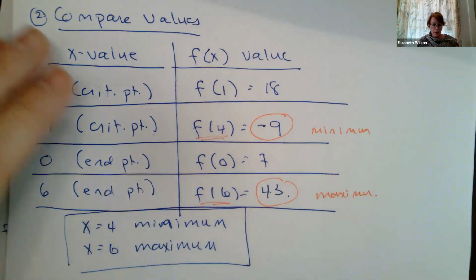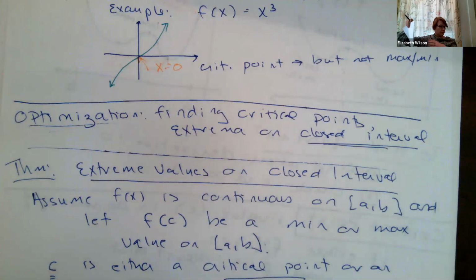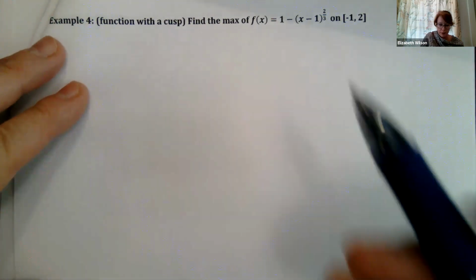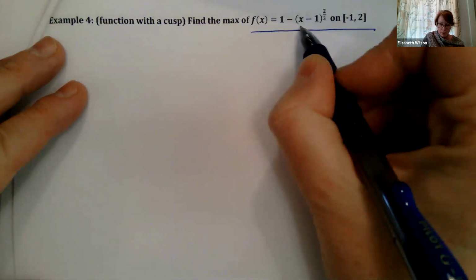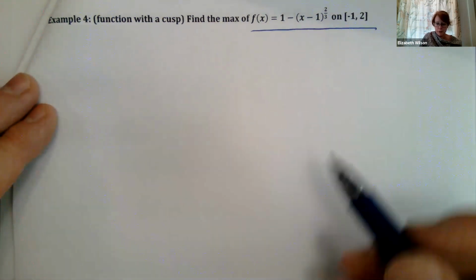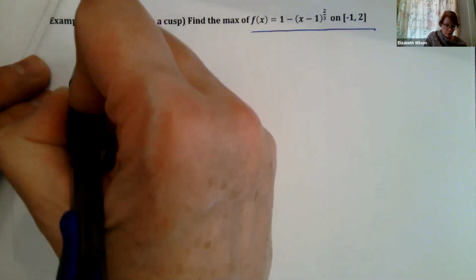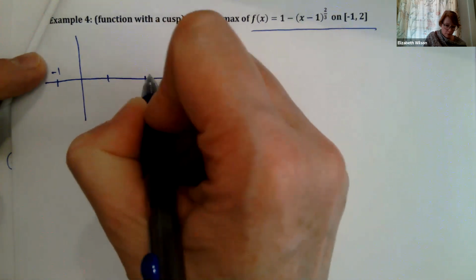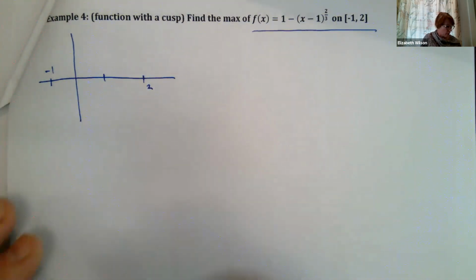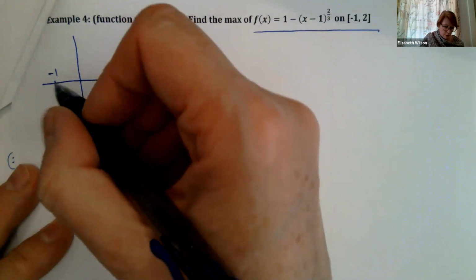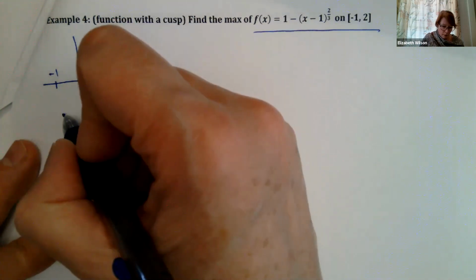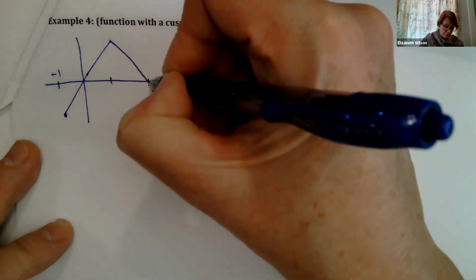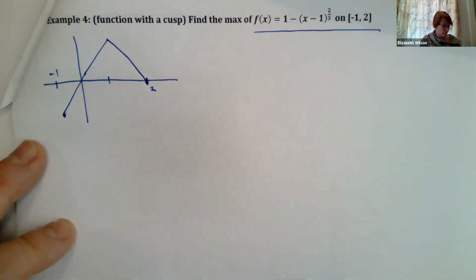Okay, so let's try another example. We're going to do a function with a cusp, so it's not quite as obvious. So I've got this function here, 1 minus (x minus 1) raised to the 2/3 power. And I'm looking on the interval minus 1 to 2. So I like to plot these things out. Minus 1, 1, 2. Okay, so these are my bounds, my endpoint values. So this is my function here, goes like this, down like that. You can plot on your calculator and take a look too.